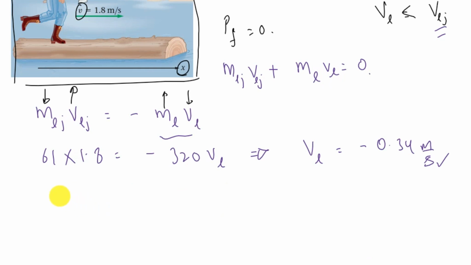So in vector terms I can write that the velocity of the log would be minus 0.34 meter per second x cap, correct? So this is all with the examples of conservation of linear momentum. Now I'll be giving you one practice question. So let's take the practice question first.